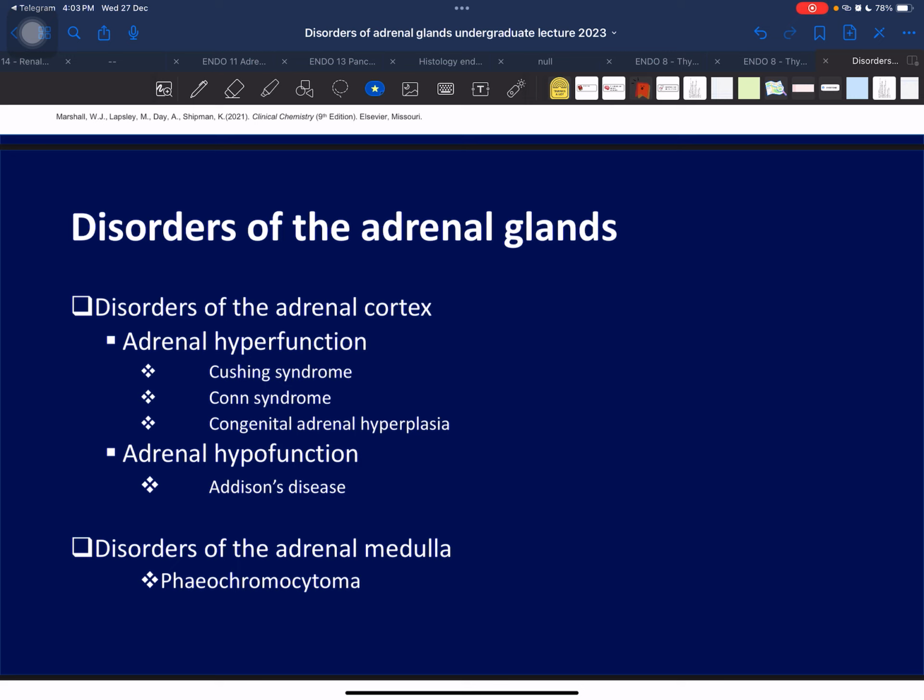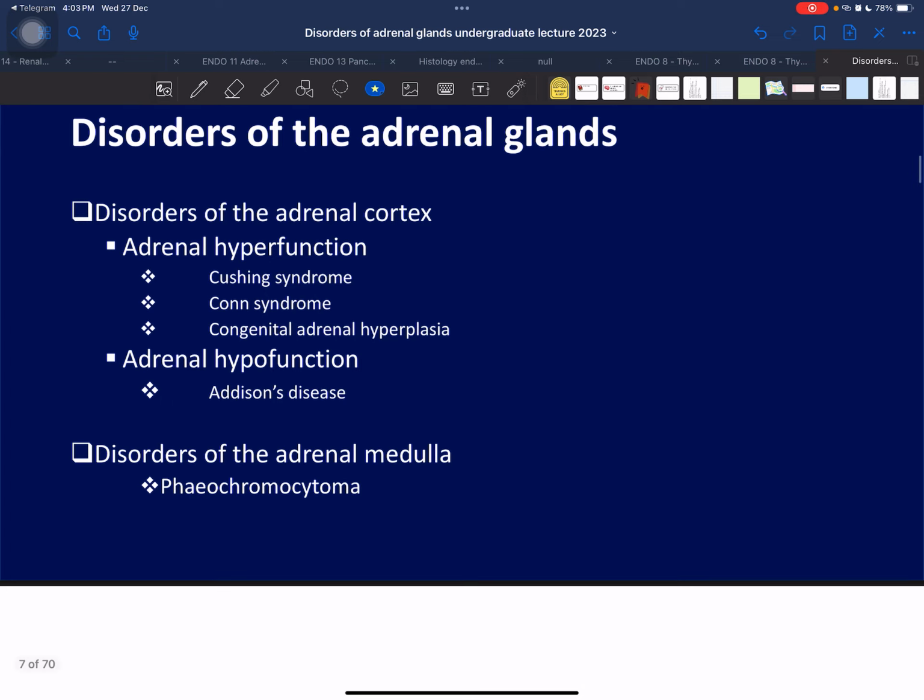Now, I will go through the disorders of the adrenal glands by first talking about adrenal hyperfunction, conditions related to hyperfunction of the adrenal glands: Cushing, Conn, and CAH. Then adrenal hypofunction, which is Addison's disease, and pheochromocytoma, which is the disorder of the adrenal medulla. Okay, disorders of the adrenal cortex, Cushing first.